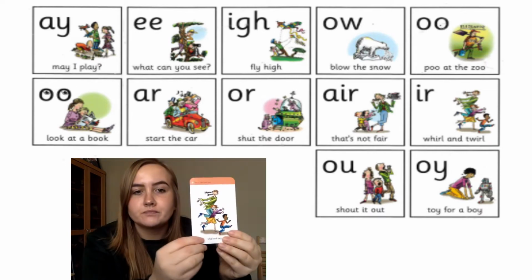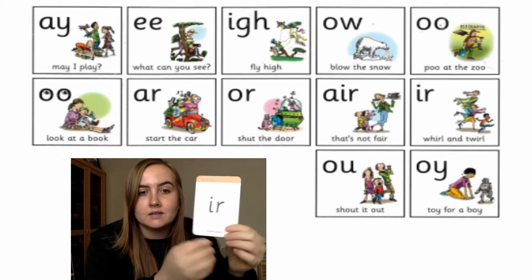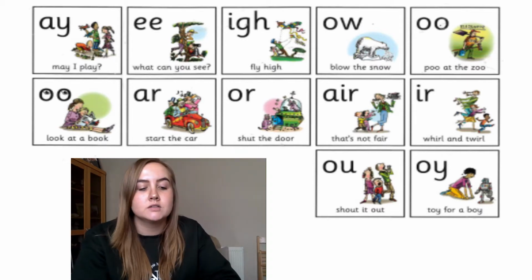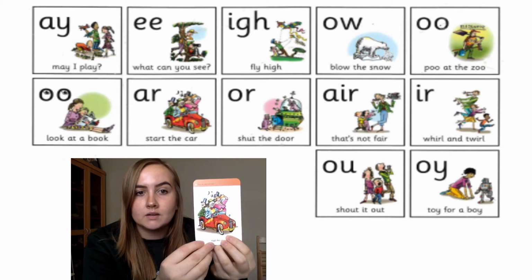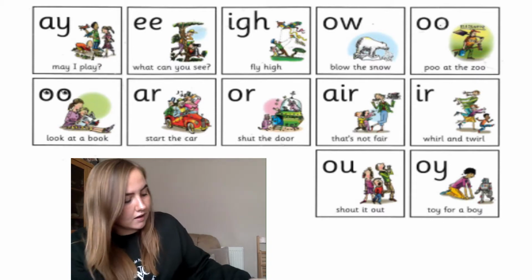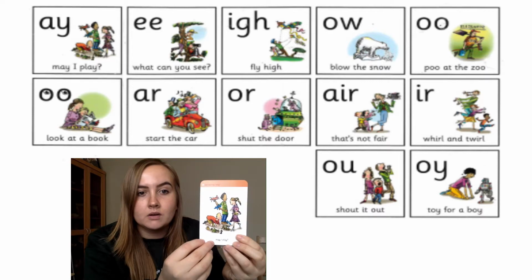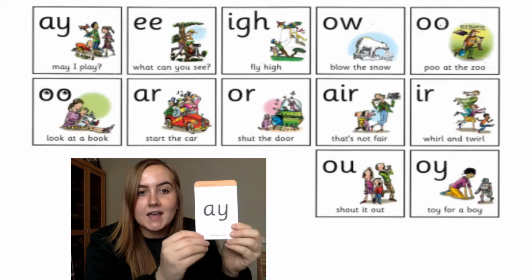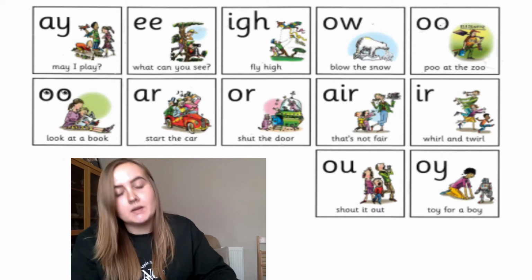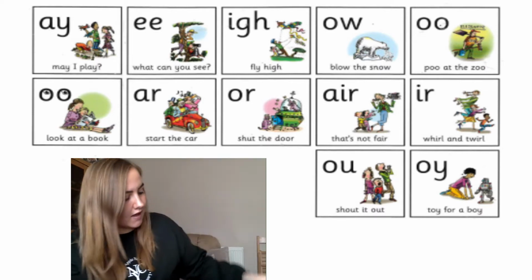Okay, the next one. What sound do we say with this picture? It is whirl and twirl. Fantastic if you got those two right. Okay, what about this one? This is start the car. Okay, the next picture, this belongs to the sound may I play. Okay, right, let's speed it up. What about this one? This is air, that's not fair.